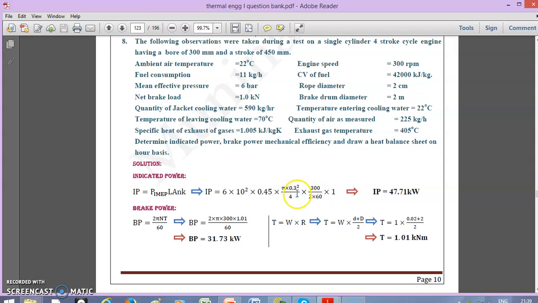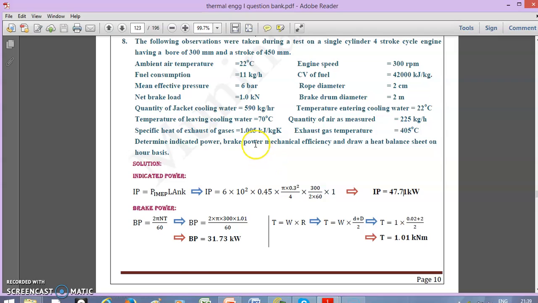Into A, which is pi by 4 D square, where D is 300 mm, so it is 0.3 meter the whole square, into number of cycles or number of power strokes, which is capital N divided by 2 into 60. Capital N is revolution per minute, so to convert that into seconds we divide by 60. Into number of cylinders, 1, so the resulting IP is 47.71 kilowatt.